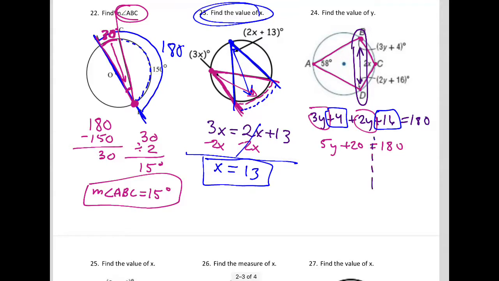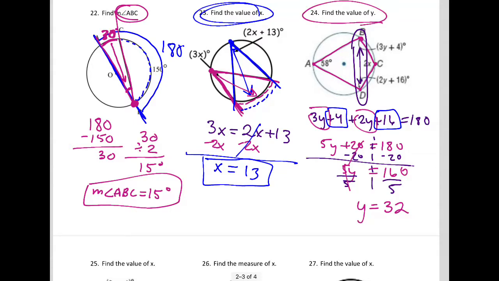So now if I solve it and subtract 20 from both sides, I have that 5y is equal to 160. And then if I divide both sides by 5, I have that y is equal to 32. And notice all they wanted us to do was find y. They didn't say like find the measure of angle B, because then we'd have to plug y back in. All we had to do is find y, so we're done at that point.